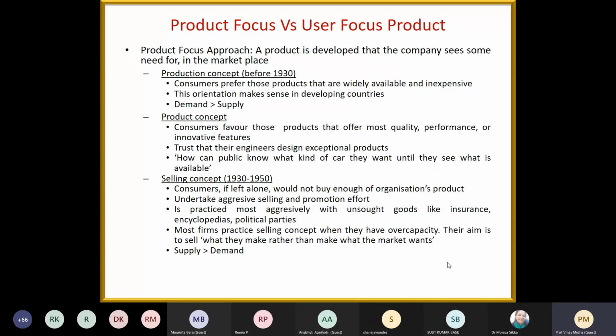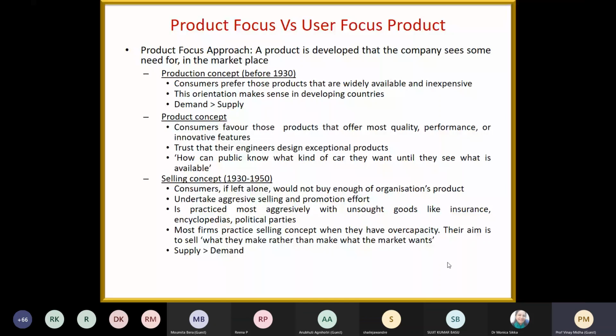Another thing to be taken into consideration is whether we are working on a product-focused or a user-focused product. When we are designing a product, are we focusing on the product, or are we actually focusing on the users, who will be the customers? Nowadays, if we see, all the companies are working on user-focused products. That is what we now call the marketing of the product.